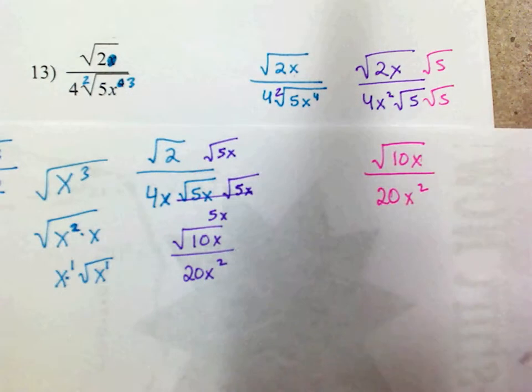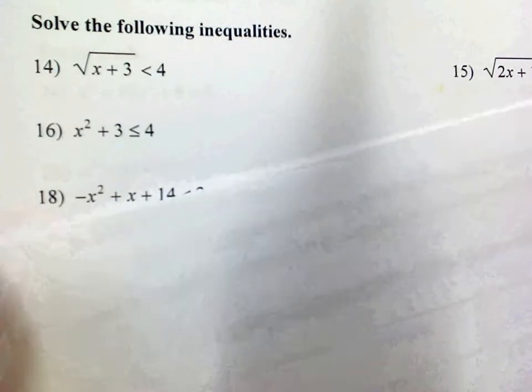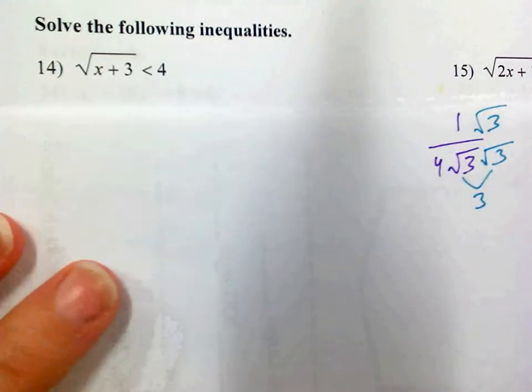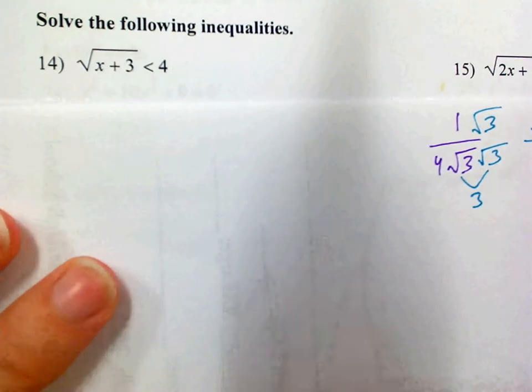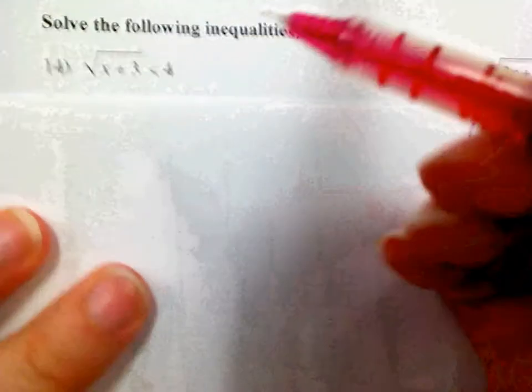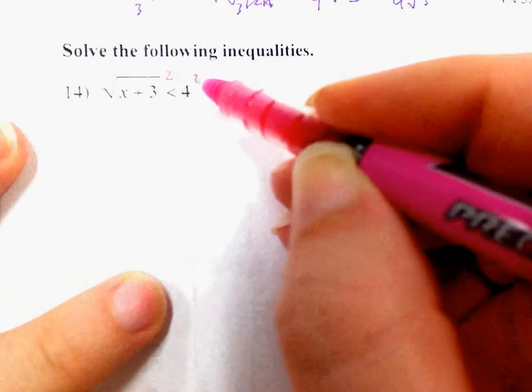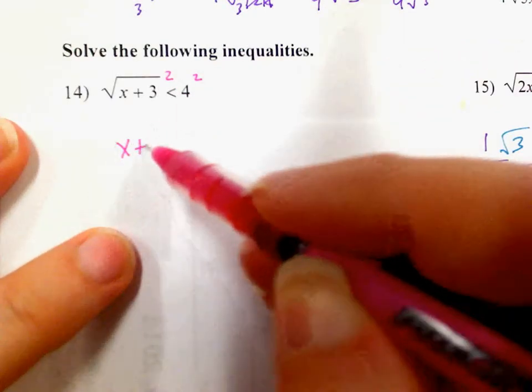Okay, inequalities. So if I'm trying to solve this inequality, just like in an equation, I need to get rid of a square root. How do I do that? I square. So I'm going to square this side and square that side. So I've got x plus 3 is less than 16. Well, I need to solve for x, so I'm going to subtract 3.